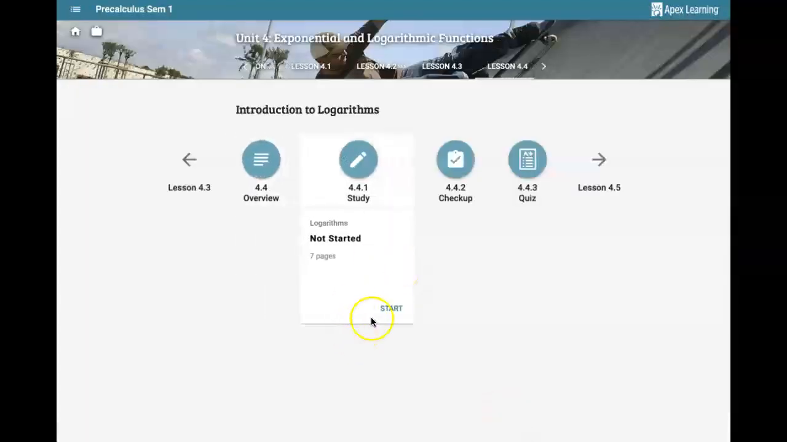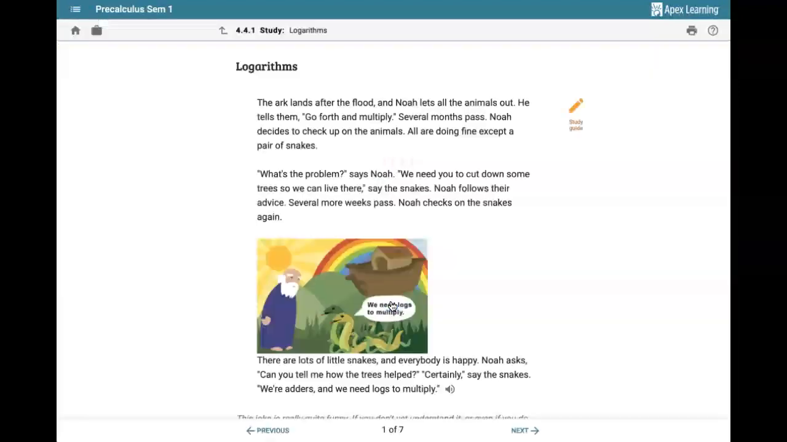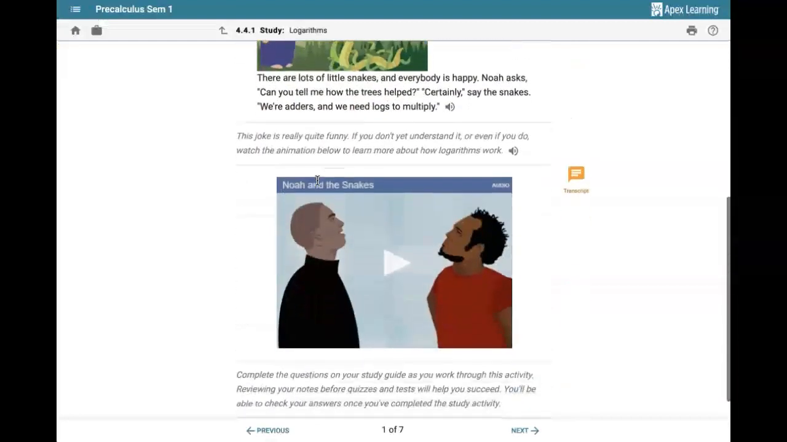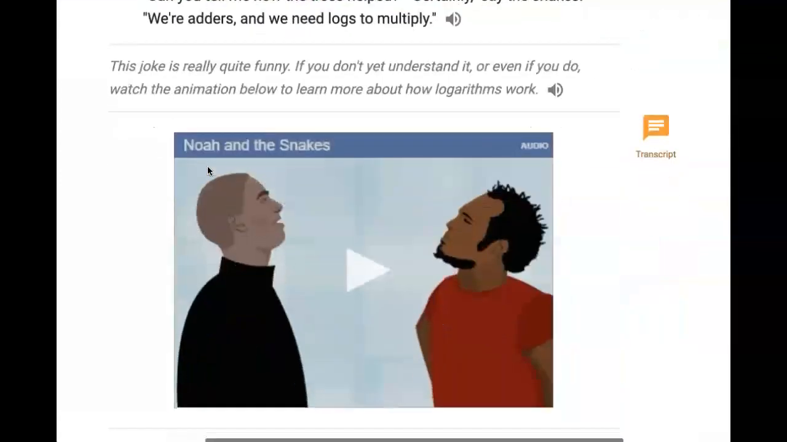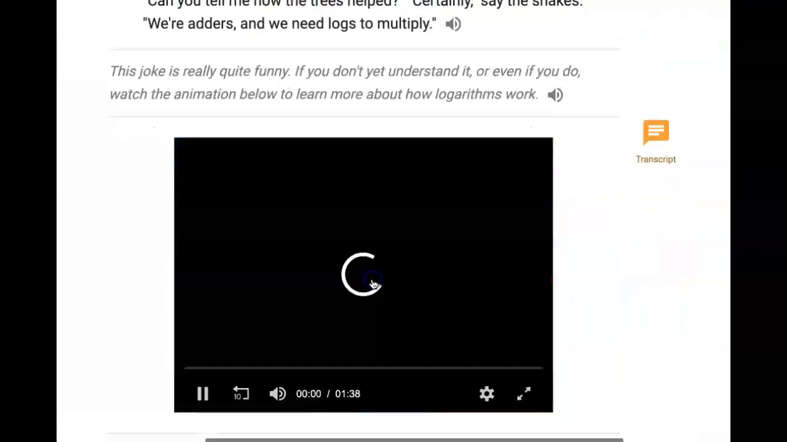If we go into our study here for logarithms, I'm not even going to read this joke because they think it's funny, but basically it's about saying we need more population here. We'll watch this video and go from there.